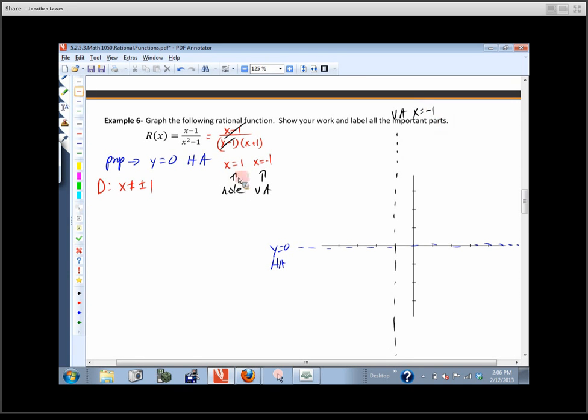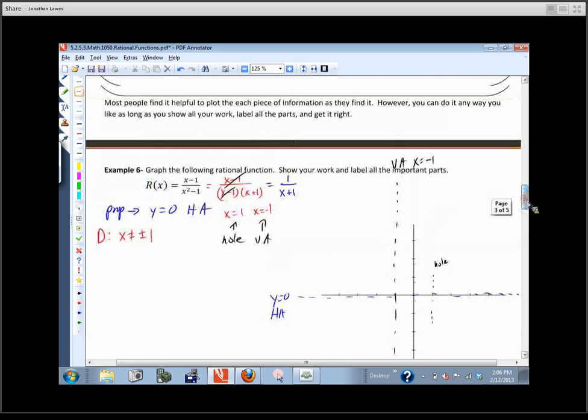Then right here at 1, this is what I'm going to do for a hole. You don't have to do this, but I find this makes it so I don't forget the holes. There's a hole right here. So I'm going to draw a short dotted line, and I'm going to write hole here, just to remind me. Okay, let's write down the simplified version. The simplified version is 1 over x plus 1.